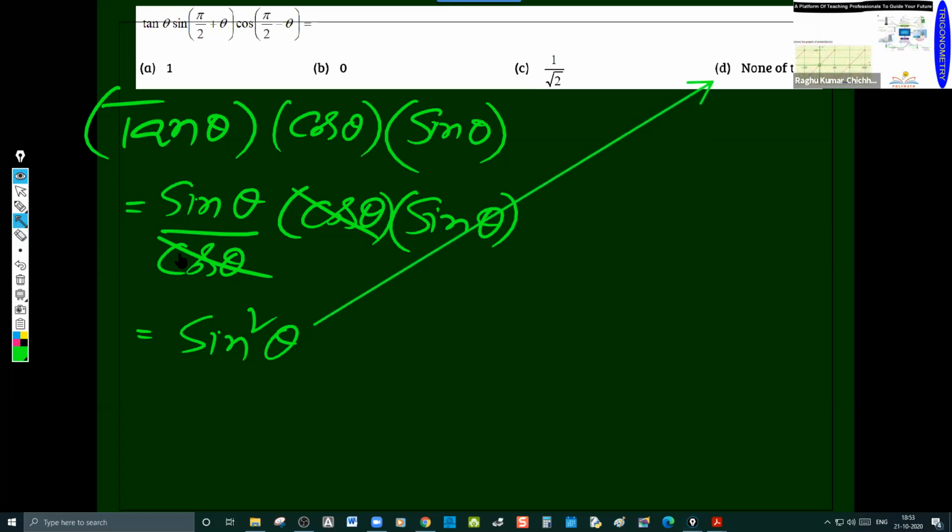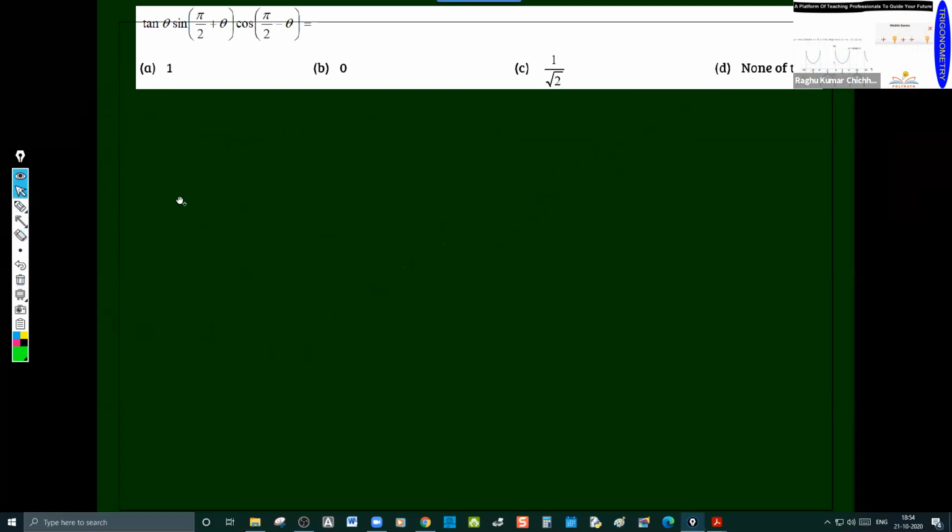No answer is there, and we have to take it as none of these. Somehow this question has come anyway. Leave it off. No problem. If theta is given some value, like 90 degrees, then it will become 1, or like 0 degrees, it will become 0. And it's not possible for 45. Let us take it as none of these only. Let us move on to the next question.